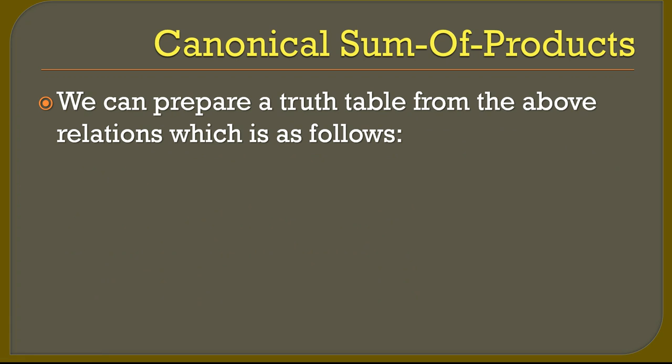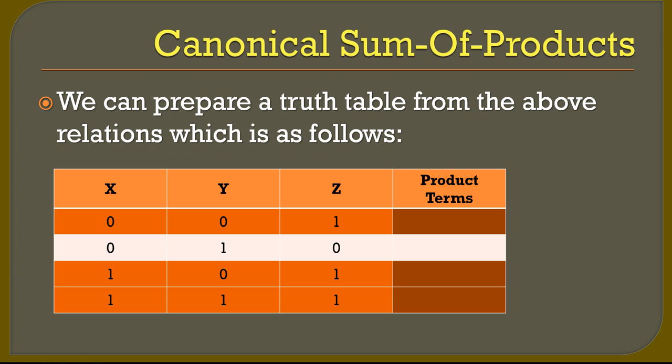You are going to convert it into a truth table. So prepare a truth table from the above relations. You can see x and y are the inputs and z is the output. You just follow whatever is given in the question. When x equals 0 and y equals 0, then z equals 1. If x equals 0 and y equals 1, then z equals 0. If x equals 1 and y equals 0, then z equals 1. And finally x equals 1 and y equals 1, then z equals 1. So this is what the question says.